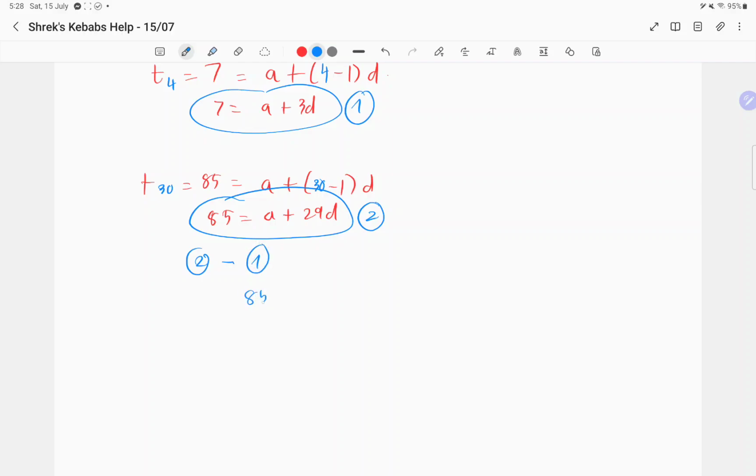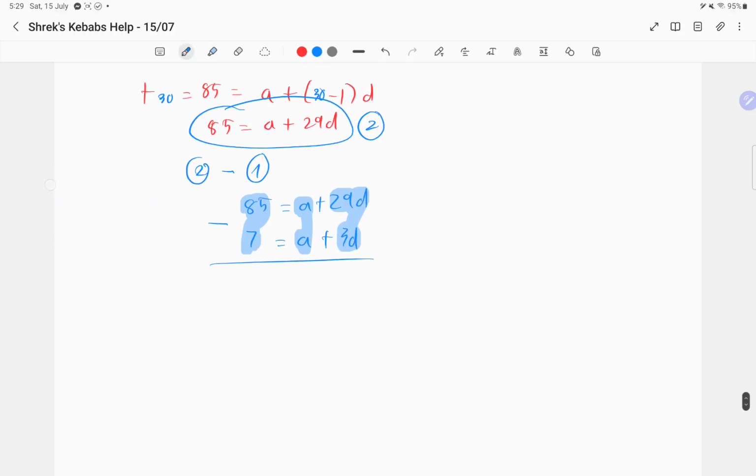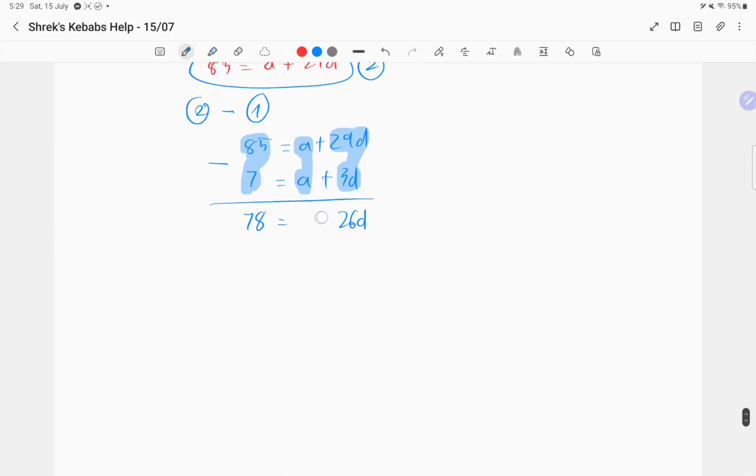What does it mean by subtracting? Well, if you line them up in this way, and then 7 equals A plus 3D. Note that when you subtract, you subtract 85 minus 7, and then A minus A, and 29D minus 3D. So then the A will just be 0, and 29D minus 3D is 26D, and 85 minus 7 is 78. Equals 0, which is just nothing, so I don't even need to write that. So 78 equals 26D, which means you can divide both sides by 26, and that would give you 3 equals D. So the difference is 3.